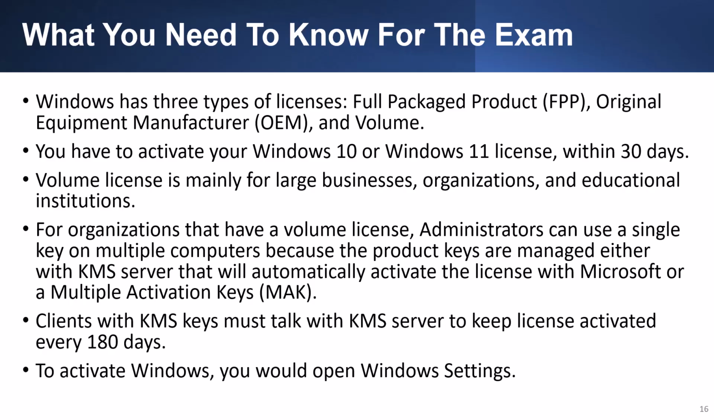In summary, Windows has three types of license: full package product or FPP, original equipment manufacturer or OEM, and volume. You have to activate your Windows 10 or Windows 11 license within 30 days. Volume license is mainly for large businesses, organizations, and educational institutions. For organizations that have a volume license, administrators can use a single key on multiple computers because the product keys are managed either with KMS Server that will automatically activate the license with Microsoft, or multiple activation keys or MAK. Clients with the KMS keys must talk with the KMS Server to keep the license activated every 180 days. To activate Windows, you would open Windows Settings.